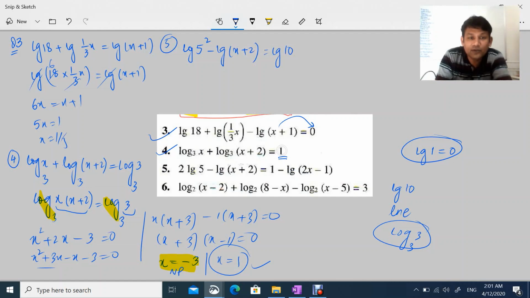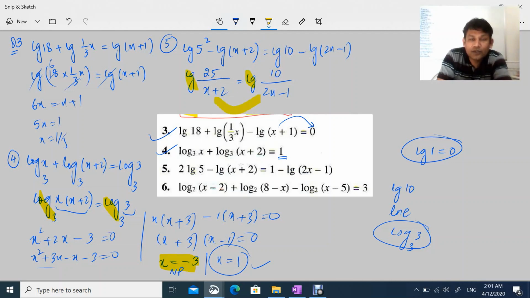Here 1 is log 3 we have written. Here we write lg 10 minus 2x minus 1. Now single log minus means this will divide. lg 5 squared is 25 divided by x plus 2, and same thing here, when I do single log minus means I have to divide. Now what we can do, this is cancel out, you can compare these two and simplify and get the answer, please. Question number 5, we have done.